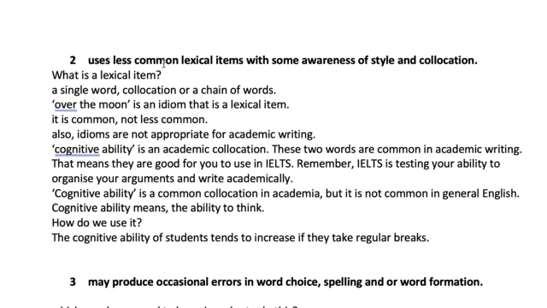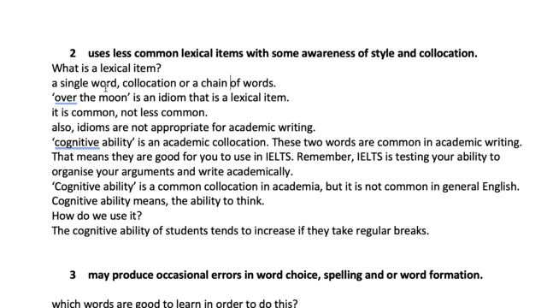All right, uses less common lexical items. So what are lexical items? We'll look at that. With some awareness of style and collocation. So collocation, we'll see below. Lexical items, a single word is a vocabulary, or a word. It's a piece of vocabulary, I suppose you can say. A collocation would be two words that go together, and a chain of words is three or more.